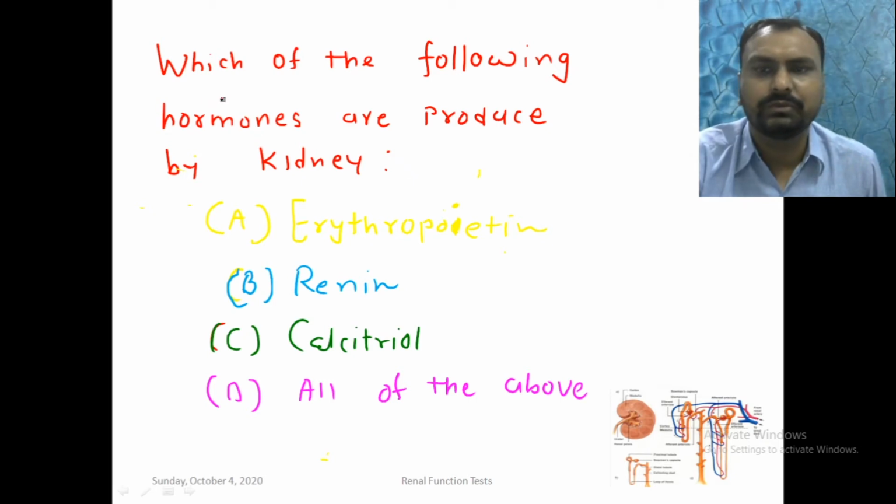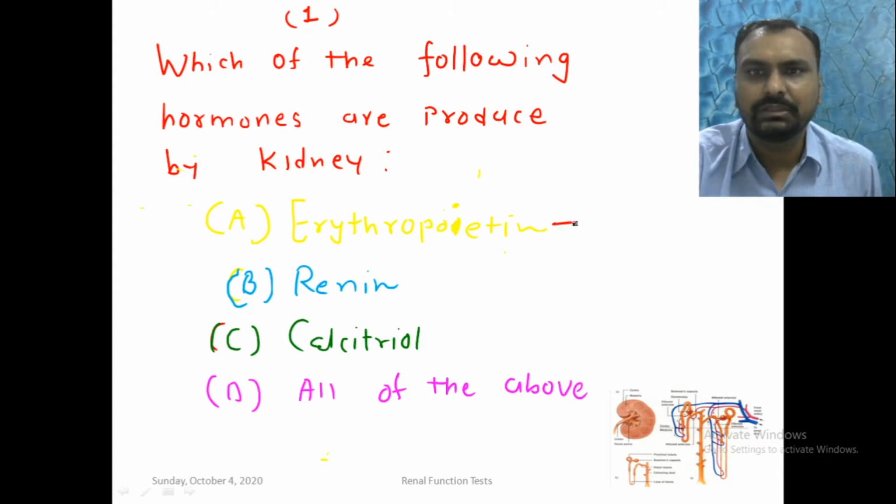So now coming to the MCQ. First MCQ: which of the following hormones are produced by the kidney? A. Erythropoietin, B. Renin, C. Calcitriol, or D. All of the above.